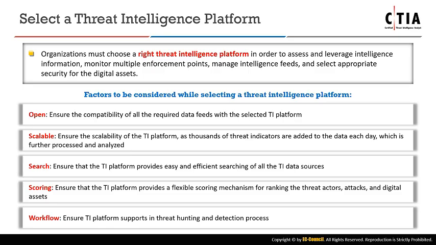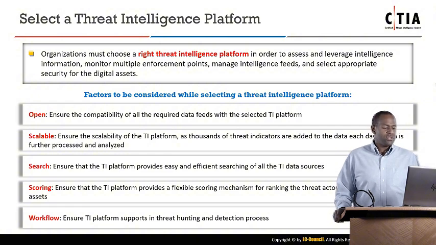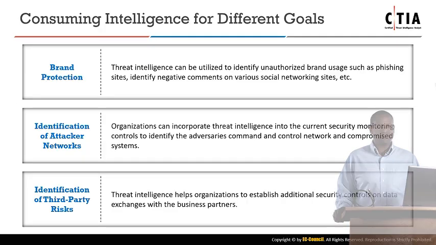Search. Make sure your TI platform provides easy and efficient searching for all your data sources. The most automation wins in this case. Scoring. Ensure that your TI platform provides flexible scoring for ranking threat actors, attacks, and digital assets. And we want it to have some intelligence in scoring, not just flexibility. Workflow. Make sure that the platform supports threat hunting and detection processes as part of its workflow. So those are some of the factors we need to consider when looking at selecting a threat intelligence platform.